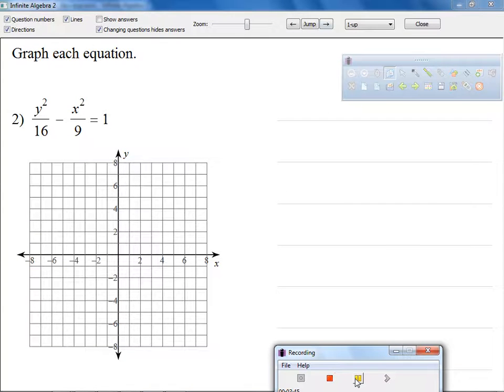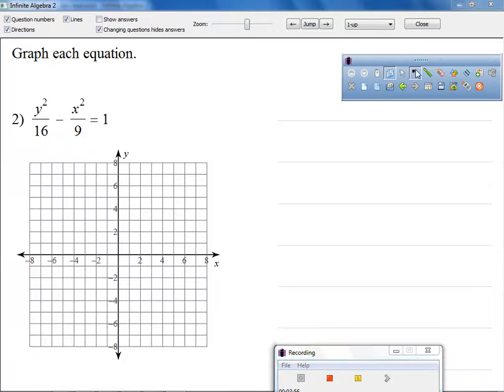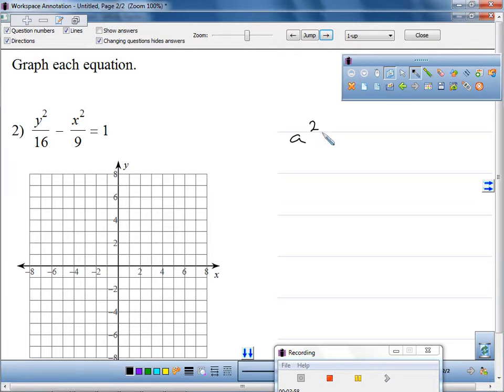Alright, now let's look at this one. Here we have y squared comes first, so that's going to be our a value. Remember, a always comes first with a hyperbola. So for this one, we'll end up with a squared is equal to 16. So we're going to take the square root, and so a is 4. Now again, it's underneath the y, so we're going to be on the y-axis.